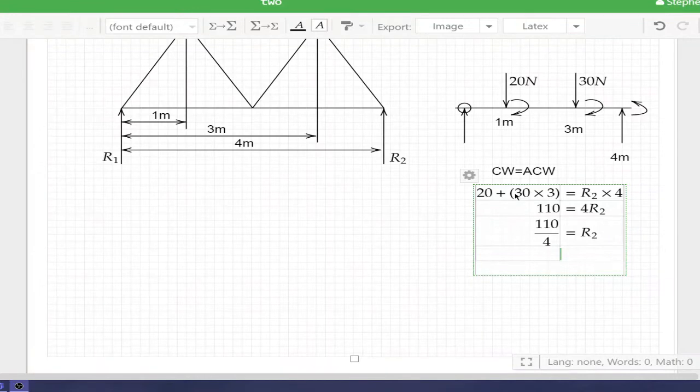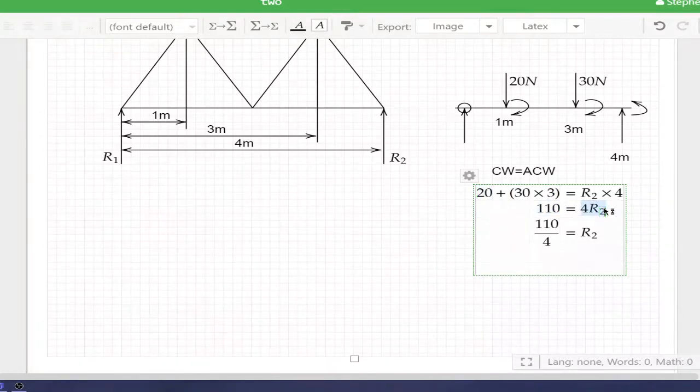So 20 plus 30 times by 3. So there's our 20 times by 1, our 30 times by 3 meters, and that must equal our reaction force 2 times by 4 meters, which is what we can see there. Okay, so 30 times by 3 is 90, plus 20 is 110.